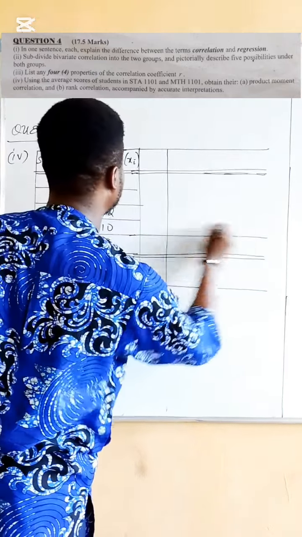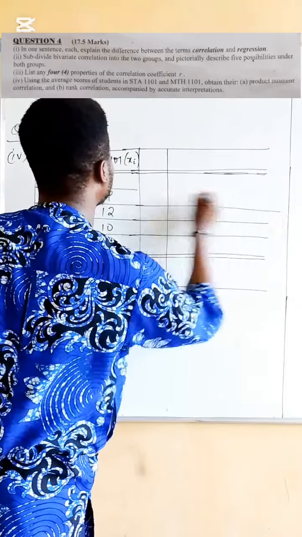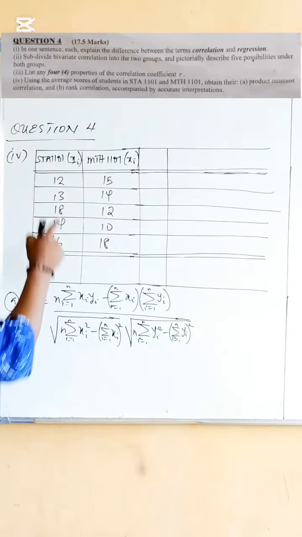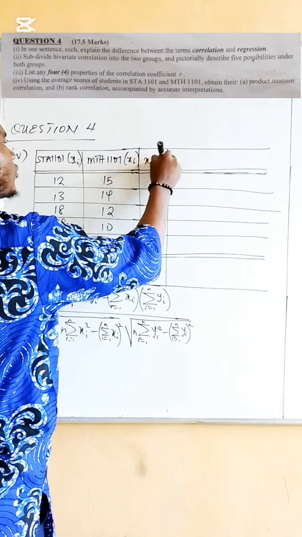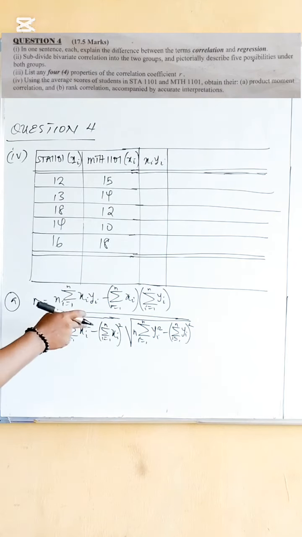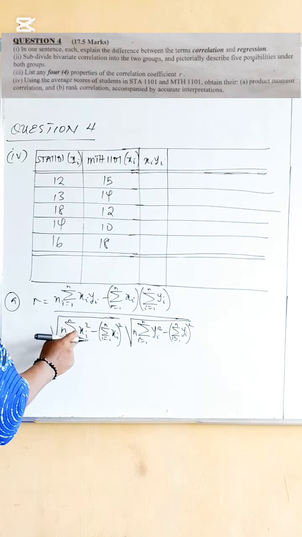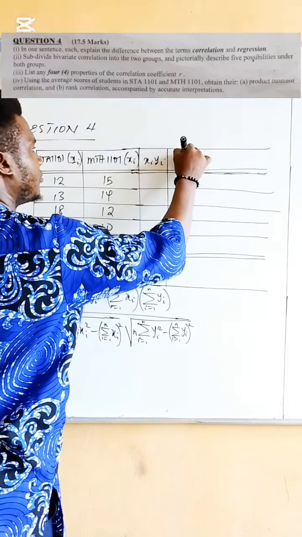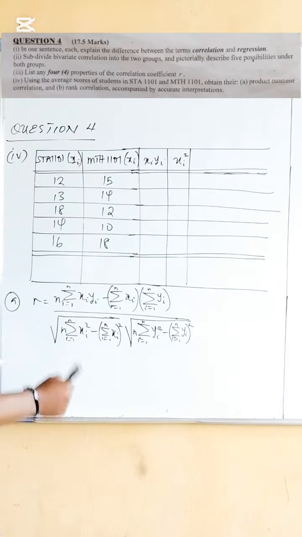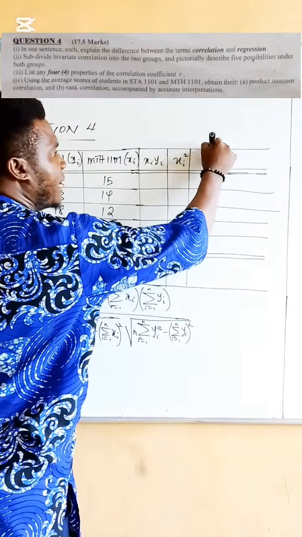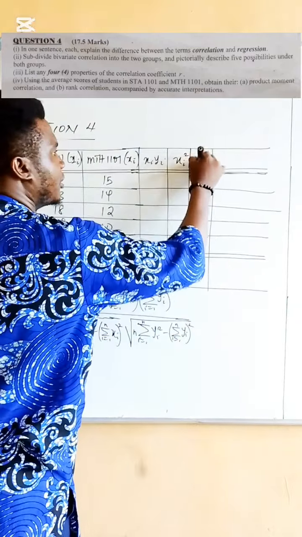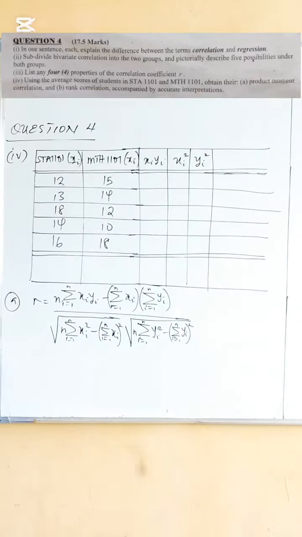So let's go over to the table now. From the formula, it is obvious we need a product of x and y, so xi yi is what I'm going to call this column. From the formula, we also need a column for xi squared, so I'm going to put this down. And we need a column for yi squared, so I'm going to put this down. Now, let's get the following.